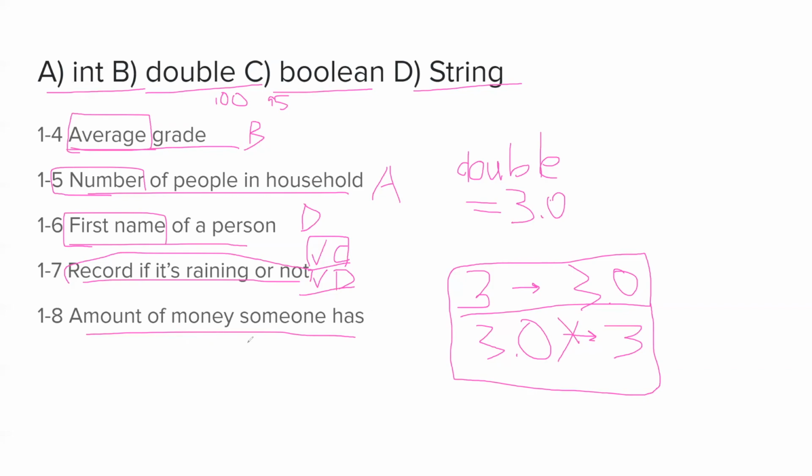Amount of money someone has. So if I have $25.15, this is a 25.15, right? And recall, if they're decimals, they must be a double. And this is a numerical value too. So the answers are B, A, D, C, B.